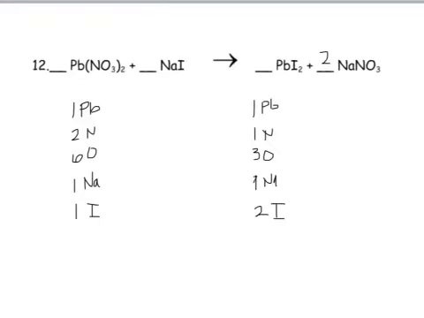Alright, let's see, 2 nitrogens we need over here, let's put a 2. That's going to make my sodiums 2, my nitrogen becomes 2, my oxygen becomes 6. Alright, so we fixed oxygen. Sodium I have 1 and I have 2, so if I put a 2 over here, 2 sodiums, 2 iodines, 1 lead, 2 nitrogens, 6 oxygen. Balanced.